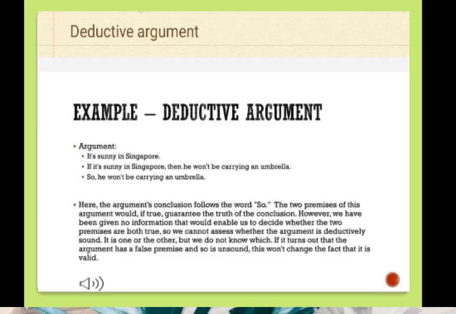Deductive argument. For example, please check in your picture. Okay, next, an example of a deductive argument. This is the argument. It's sunny in Singapore. If it's sunny in Singapore, then he won't be carrying an umbrella. So, he won't be carrying an umbrella.